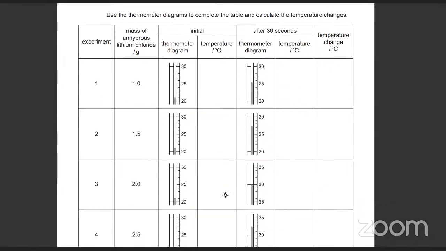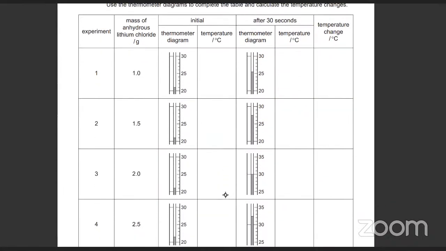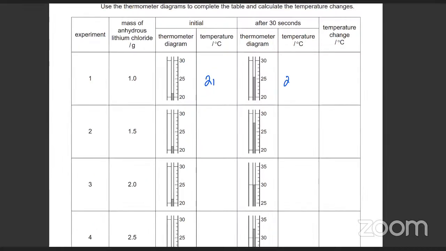Okay, take down the readings for the temperature for the first one. The 1 gram, the initial temperature, and then after 30 seconds. Tell me the values. What's the value for this one? 21 degrees centigrade, it's written there. What's the second? 25.5. So what's the temperature change? 4.5.